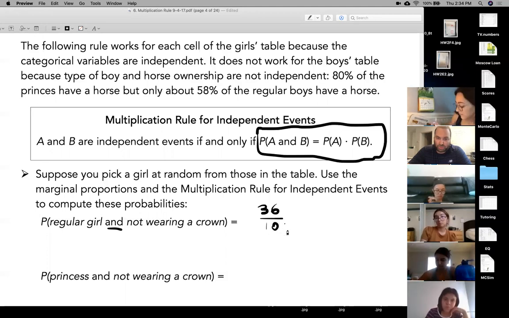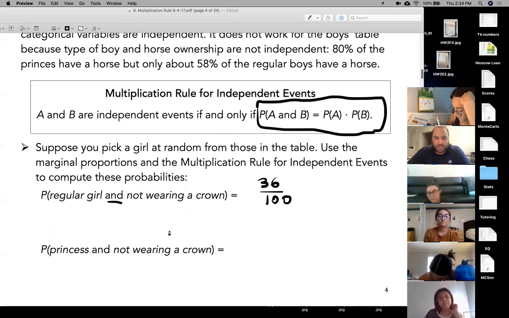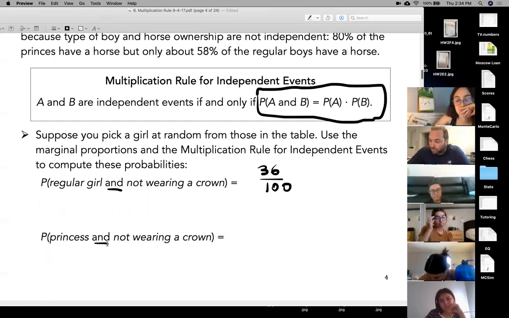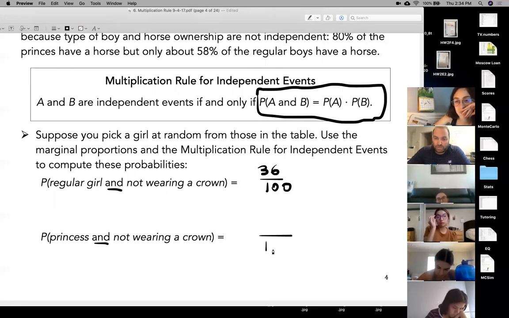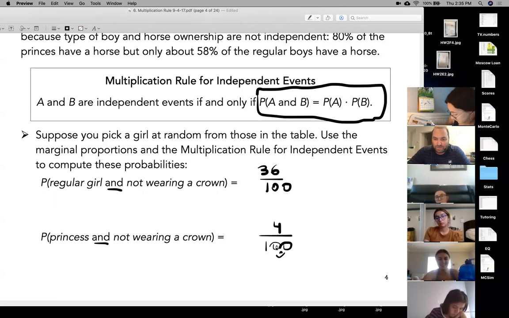We're still looking at all the 100 as the universe, as the consideration. Okay, and 36 of the 100 satisfy this property. How about a princess and not wearing a crown? How many of the 100 girls in the kingdom? 0.04, or 4 over 100. Okay, 4 over 100. Do we agree?